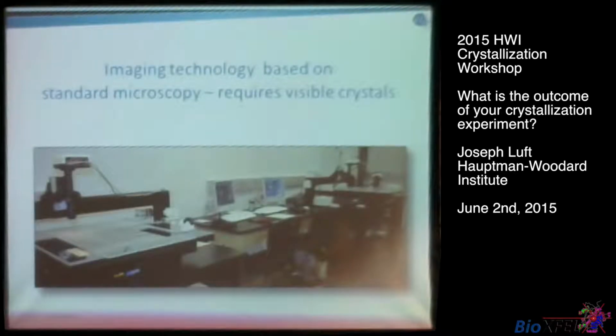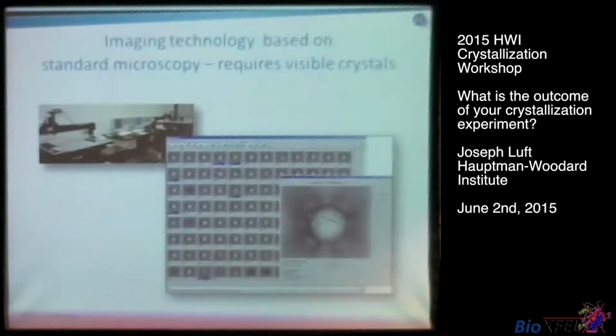So most people use some kind of an imaging technology that's based on standard microscopy. You either go to a microscope and look through it, which is very slow but gives great high-resolution data on what the outcome of the experiment is. But it requires some kind of visible crystals, right? You can use automated imaging systems, again, capture images, but still they're relying on standard microscopy to detect the crystals. Right? If you don't have visible crystals, then you don't have any place to go except back to formulating the protein and trying to set up more experiments.